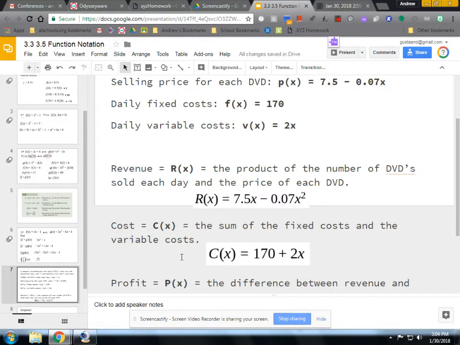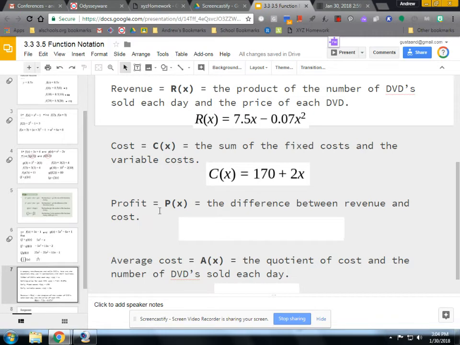Again, if you really wanted to be proper, you should put the 2x first. It should be 2x plus 170, but it's not worth worrying about because addition is commutative, and so we can flip-flop those. It wouldn't really matter. Same thing here. And so adding those together, fixed cost plus variable cost, 170 plus 2x.